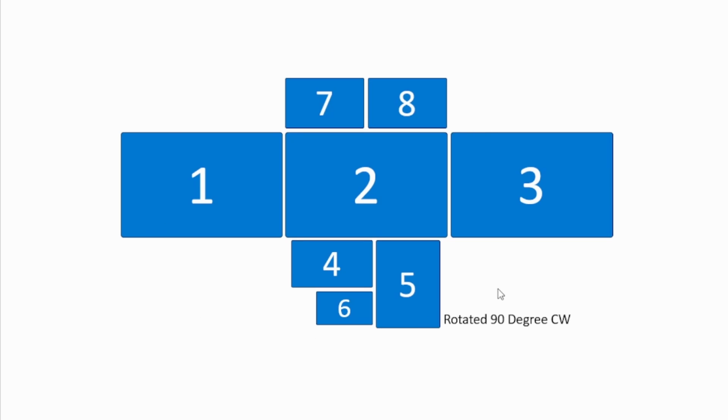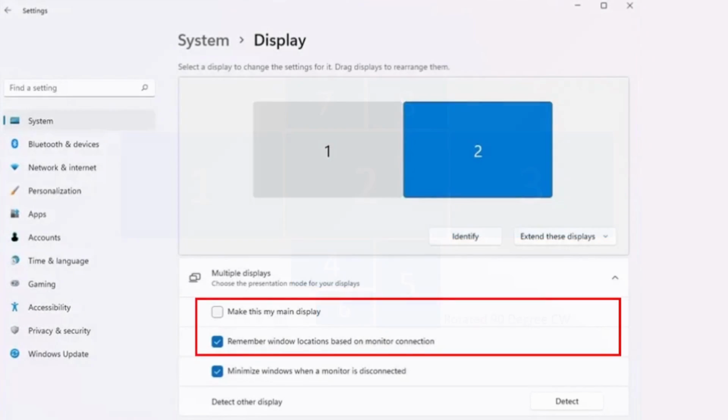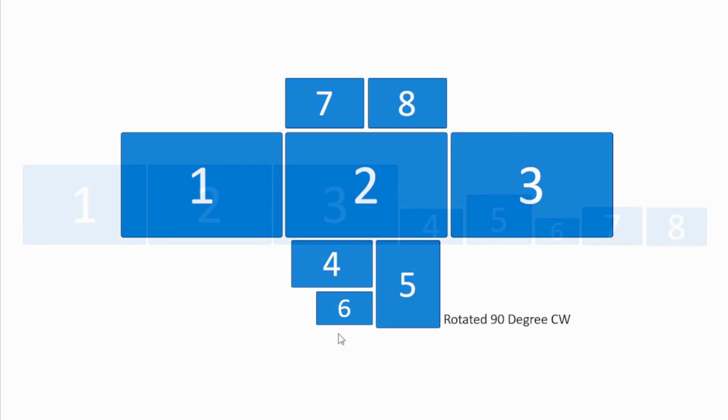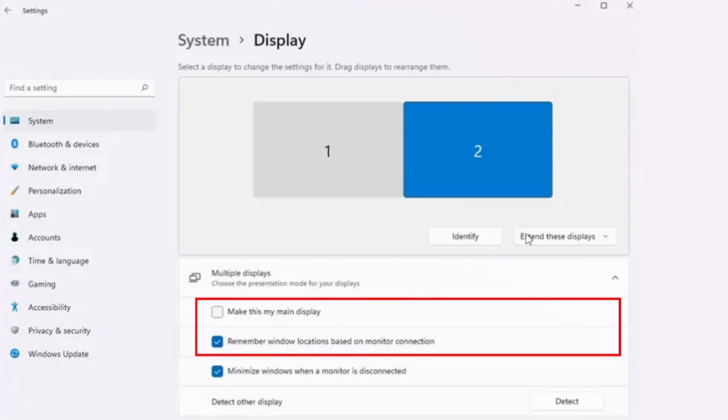After this setup, you have to ensure that "Remember window locations based on monitor connection" is ticked, because if not, every time you boot, it will go back to this one again. Right? So if you tick this one, it will remember the positions that you have already set up.